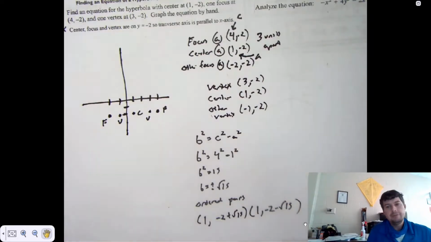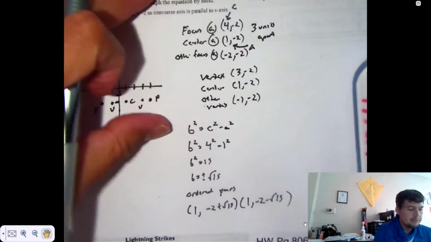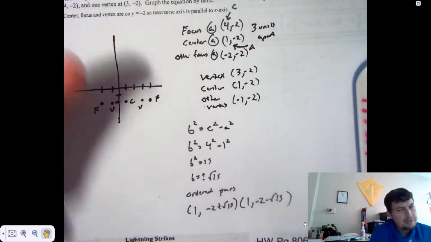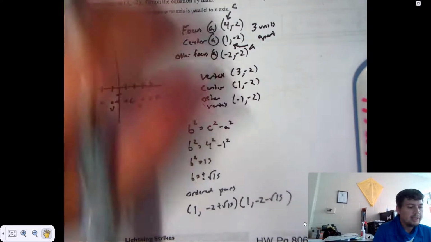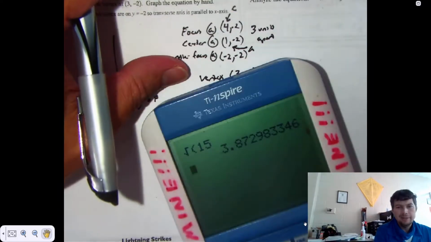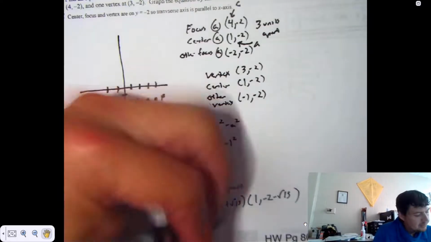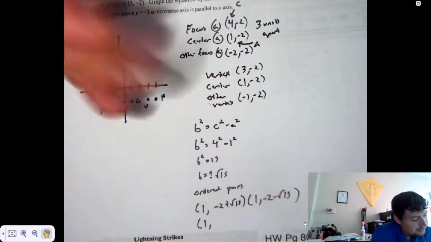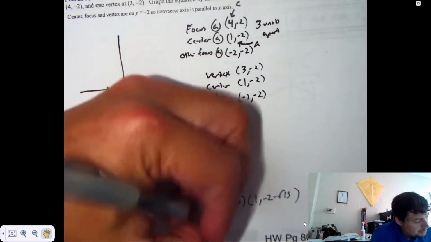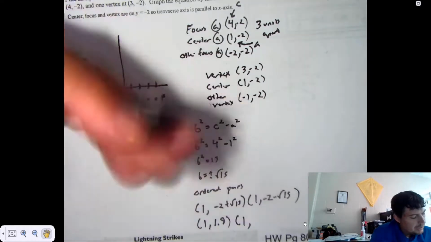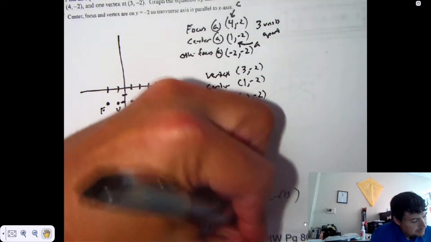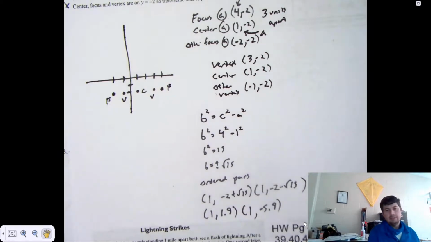Now on your graph, you just need to approximate that decimal and get as close as you can. The root of 15 is really close to 4. So I'm going to go to a calculator. It's not one of these that I have any idea. It's like 3.9. And I'm just going to go to the nearest tenth. So negative 2 plus 3.9 is 1.9. And negative 2 minus 3.9 is negative 5.9. And those are points that I can plot. You know, I can get really close.